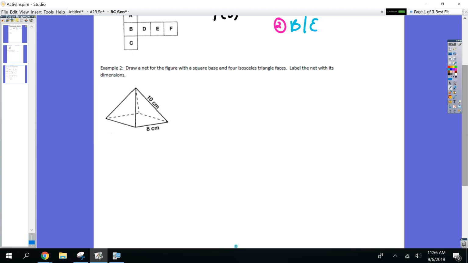Whoa! How many surfaces on this pyramid? 5. So how many figures should you have on your net? 5 as well. Here we go. Open it up for me. And then if somebody's comfortable, I'm going to ask somebody to come up here and draw it. If your number comes up.